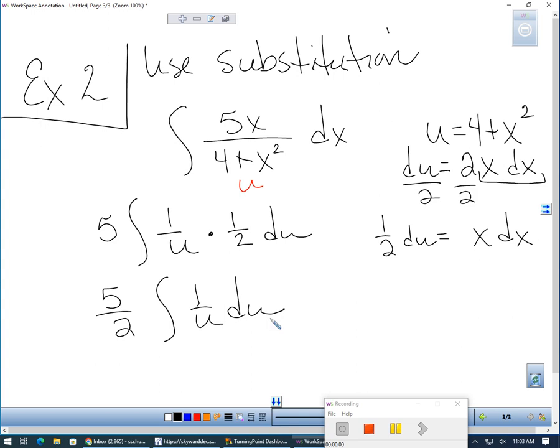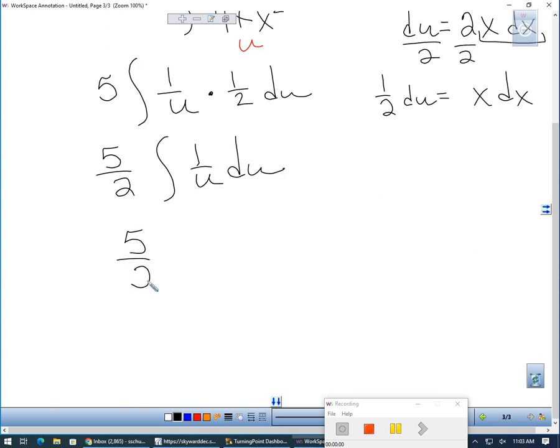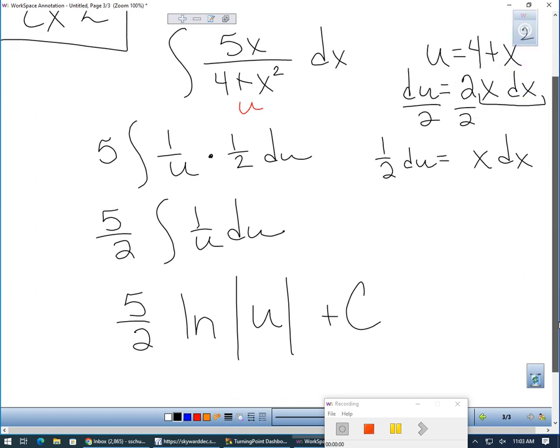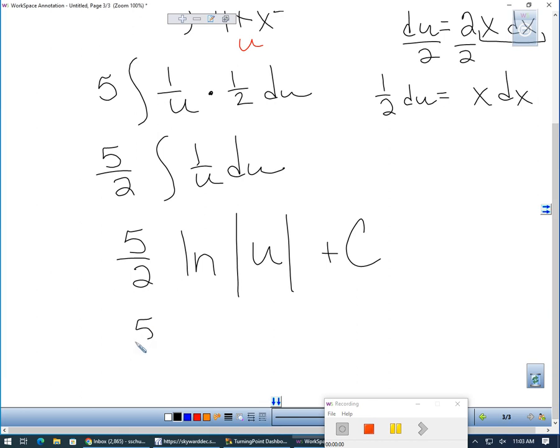What is the antiderivative of 1 over u? Yes. So this is where we have our 5 halves times the natural log, absolute value of u, plus c. That's when you go backward and it's not a derivative anymore. You're going back to the original. The du goes away, right? So now the only thing we have to do is replace our u with 4 plus x squared. So we have 5 over 2, the natural log, absolute value of 4 plus x squared, plus c. And the reason we have those absolute value lines there is because whatever we were plugging in, we have to make sure that it's positive.